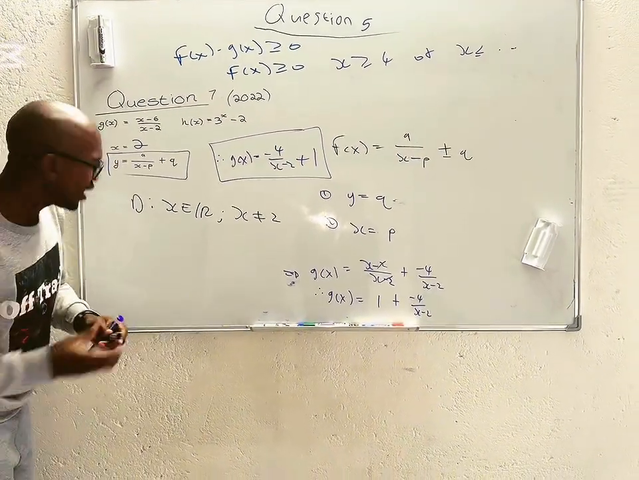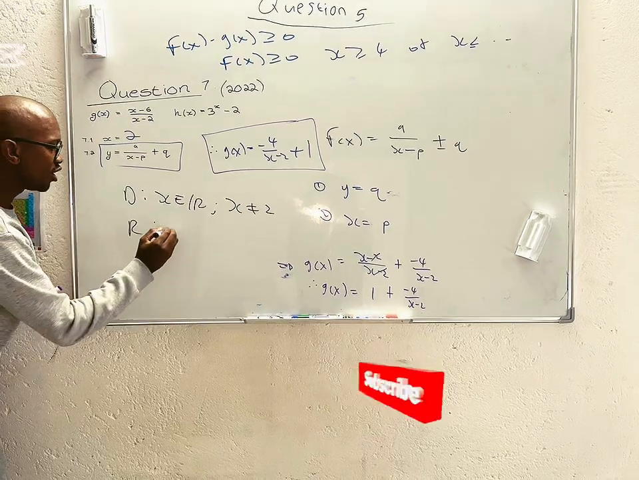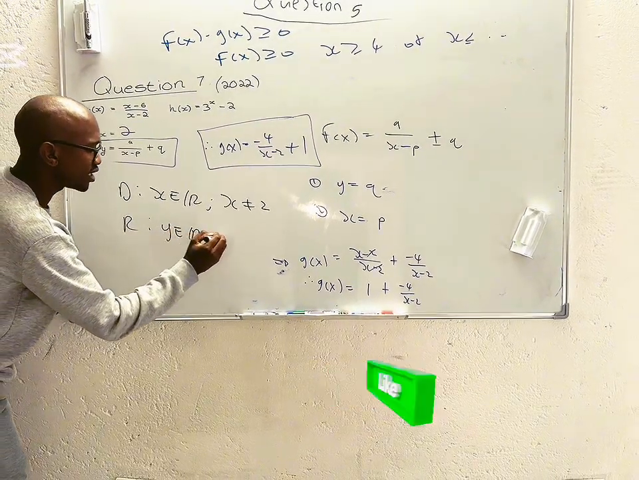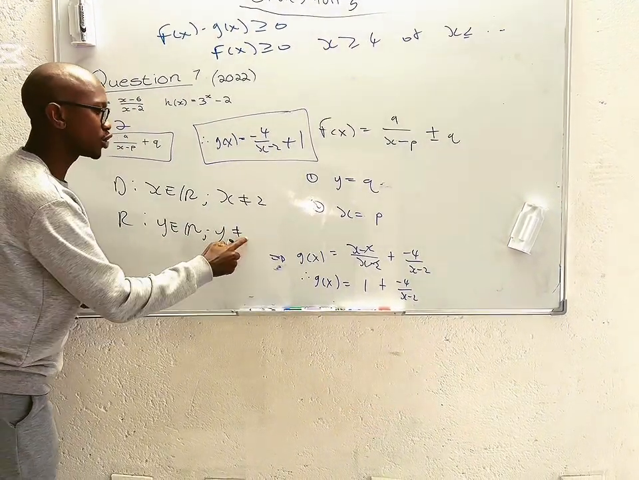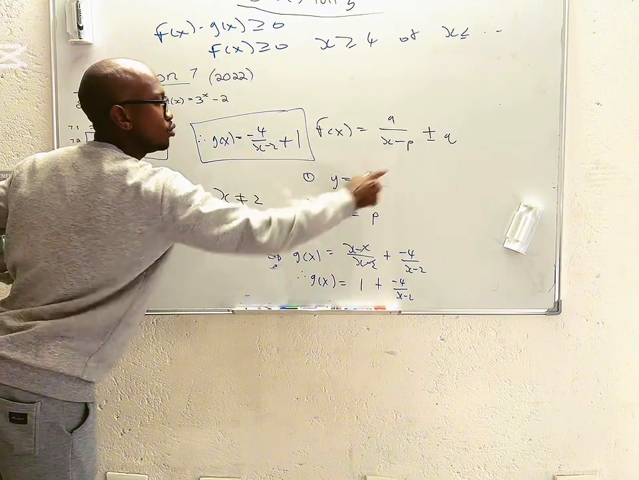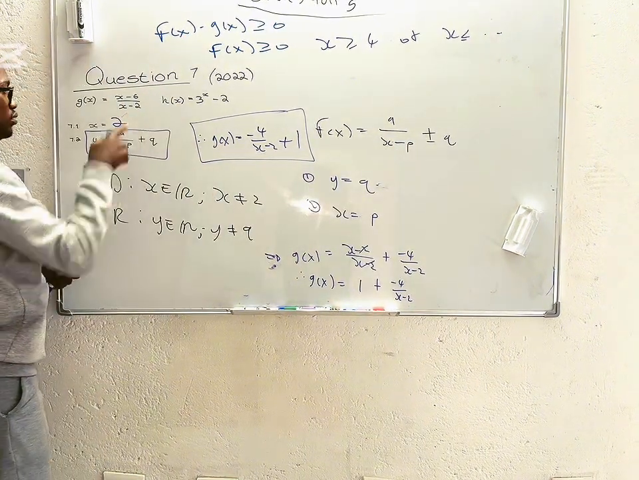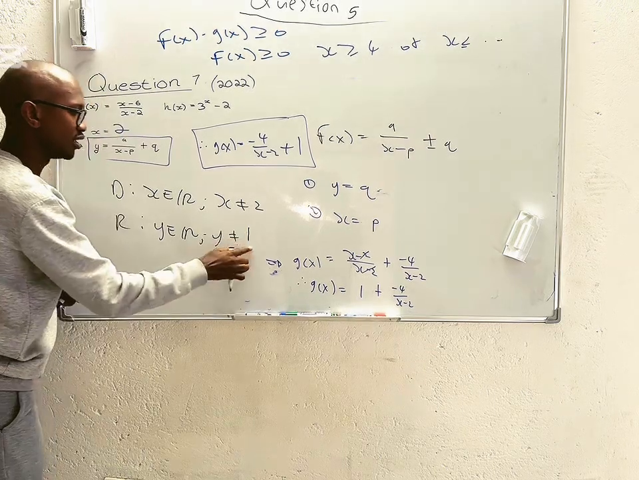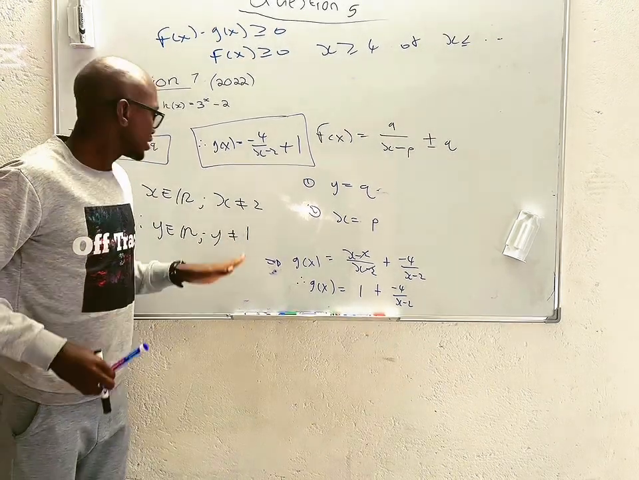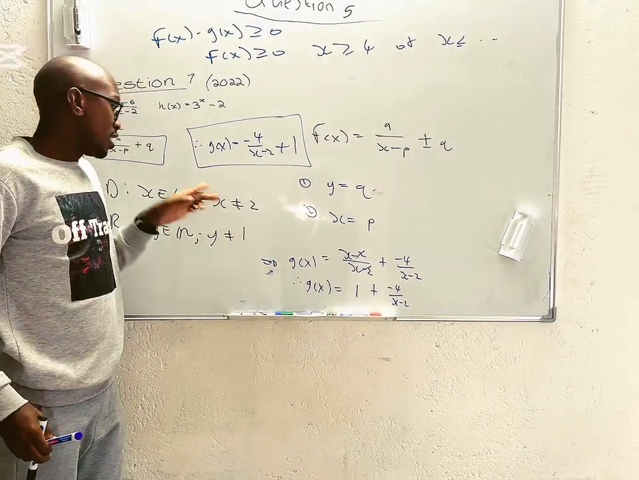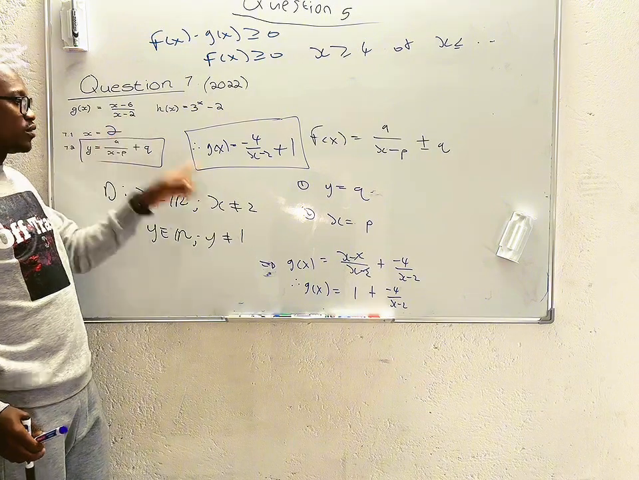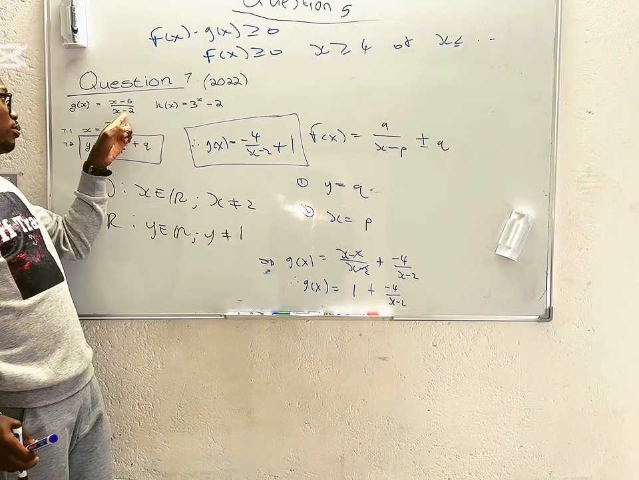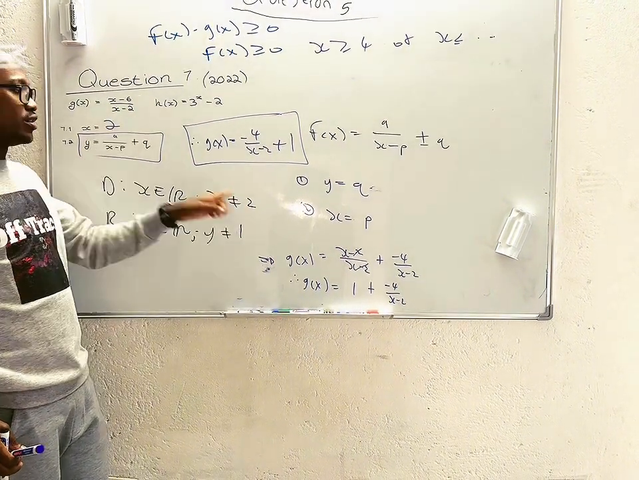Right. Then lastly, we have the range. y is an element of all real numbers and y must not equal q. Who's our q? Our q is that one, it's +1. So I'm just going to write +1. With q, if it's positive, positive, negative, negative. If p here is negative, you write positive here. If it's negative here, you write positive here.